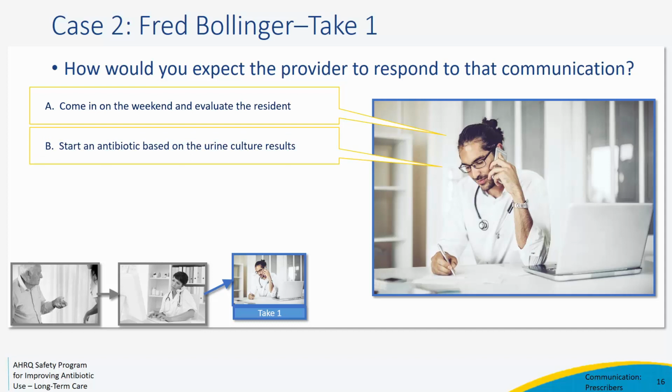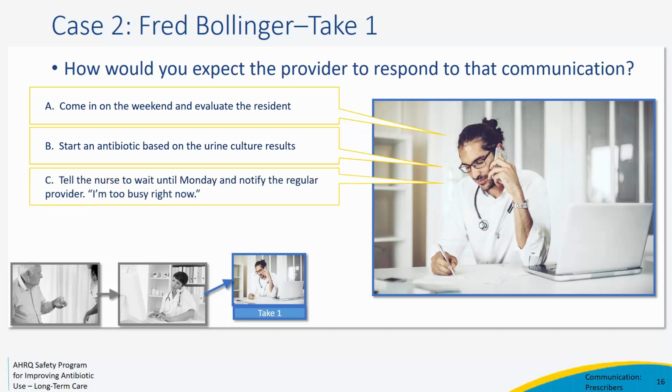If the appropriate information regarding symptoms and resident status is not portrayed, the provider can often assume the resident is sick and start them on antibiotics based on lab results, even if it isn't clinically necessary. Tell the nurse to wait until Monday and notify the regular provider. I'm too busy right now. This also happens, and while it is probably reasonable to wait until Monday in this situation, telling the nurse they can't be bothered is never an effective means of communication.